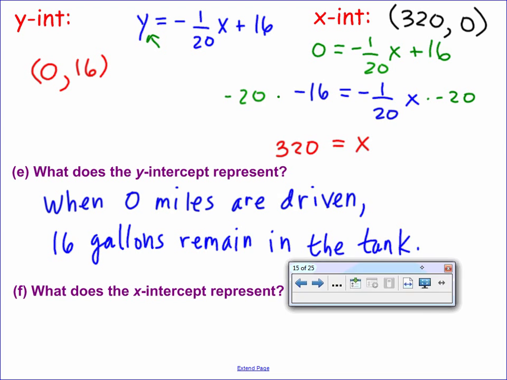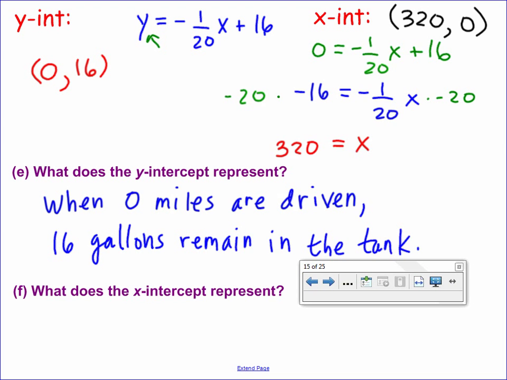What does the x-intercept represent? So here we have 320 comma 0. Go ahead and interpret with your partner. What does 320 comma 0 have to do with the problem at all? All right, go ahead and share with the class your interpretation for the x-intercept. Please make reference to each of these numbers, the 320 and the 0, in your description.